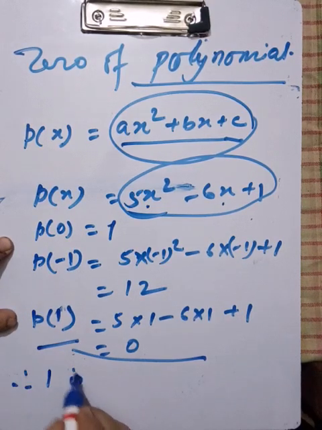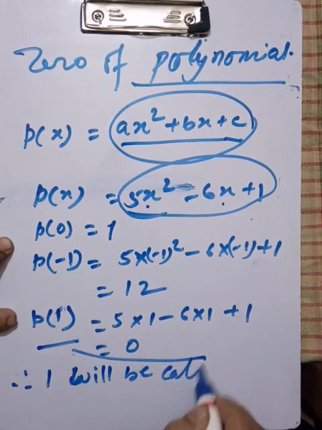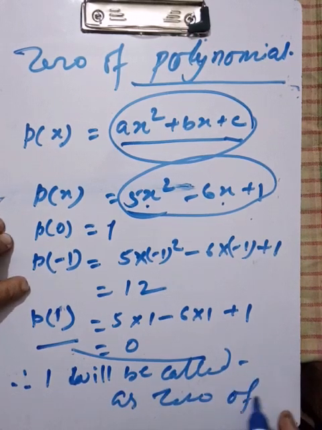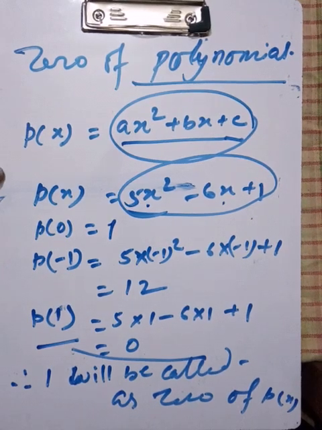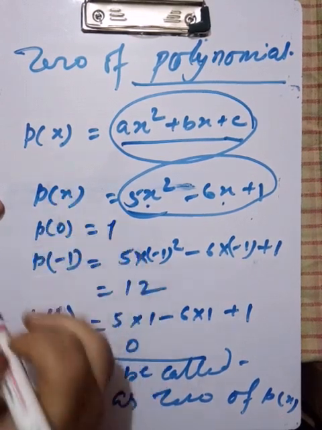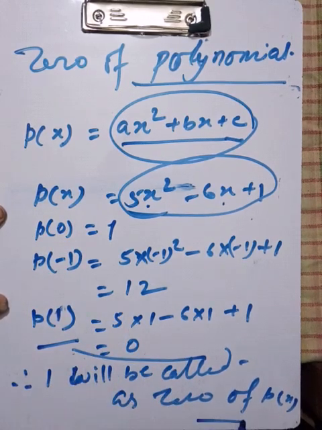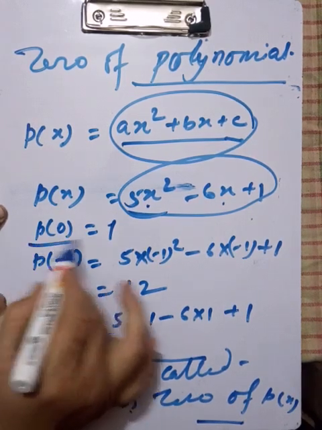Therefore this 1 will be called the zero of the polynomial p(x). This is very important. The whole chapter depends on this thought. So if you get a little confused, just contact me. This is very, very important for you. So we got a number for which the value of the whole polynomial is 0, and this number will be called the zero of the polynomial.